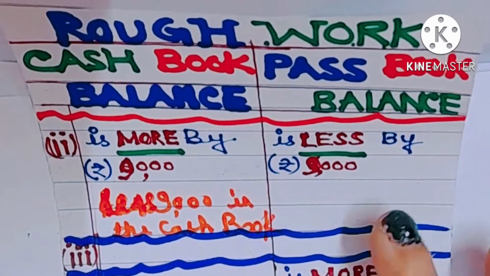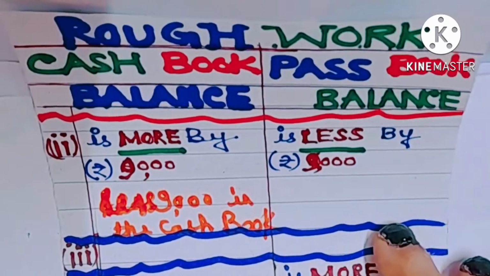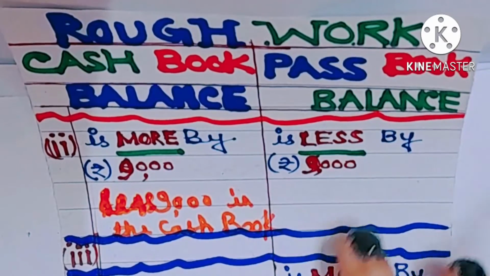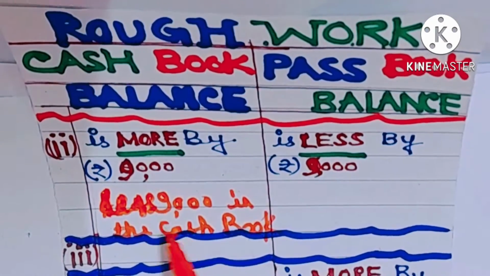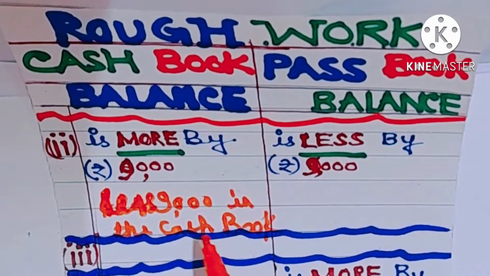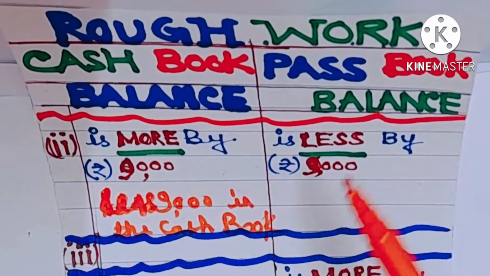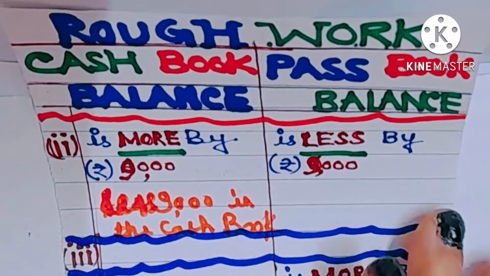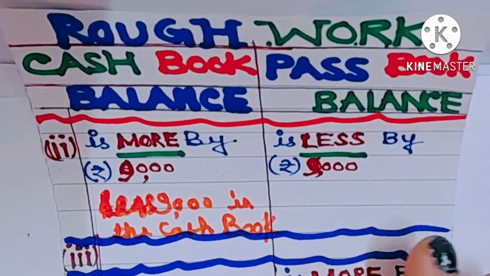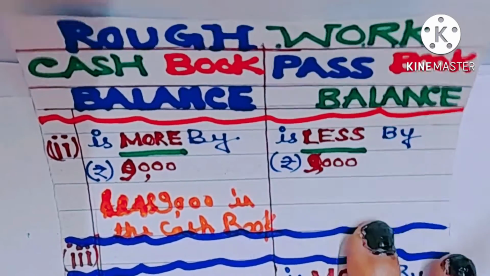Okay, since we cannot touch the passbook, our job is to make the cash book balance equal to the passbook balance. If we deduct rupees 9,000 in the cash book, then the cash book balance will be equal to the passbook balance. Understood? Let me make you understand in Bengali also.